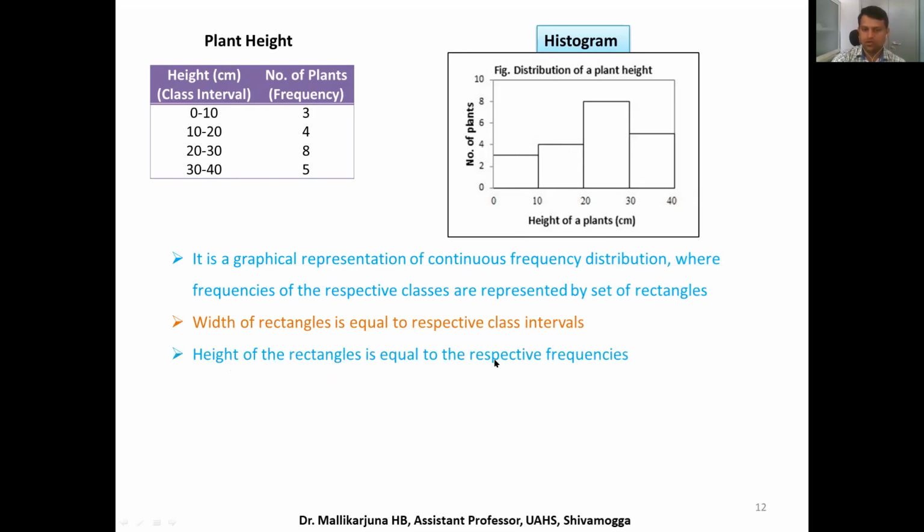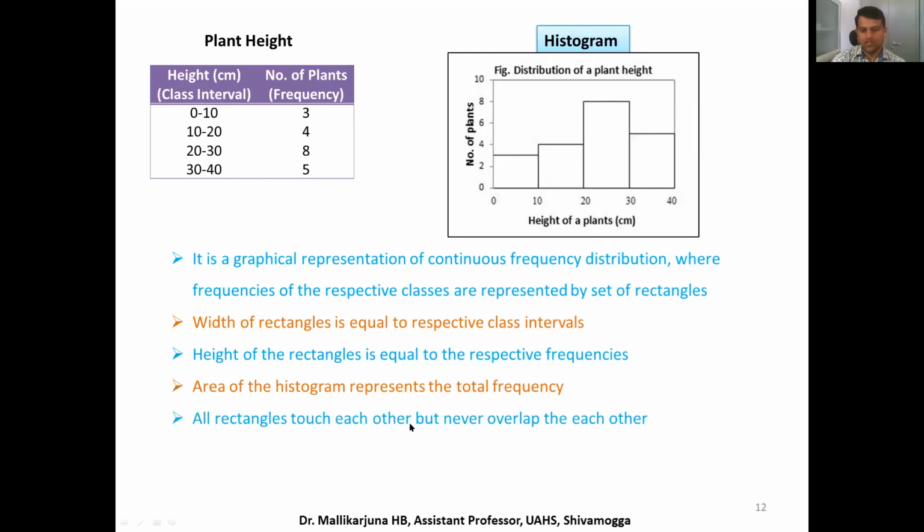Height of the rectangles is equal to respective frequencies. Height of the rectangle is proportional to respective frequencies. So this height is proportional to first class interval, this height proportional to second class interval, third proportional to 20 to 30 class interval. Area of the histogram represents total frequency. This is 20, the total frequency. All the rectangles touch each other but never overlap each other. This is a property of the histogram.